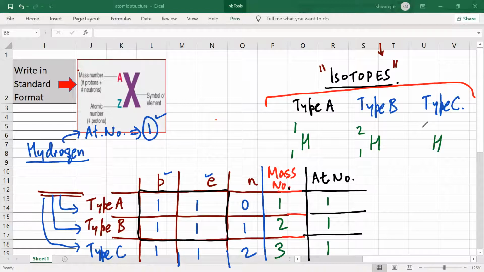Then 3. And below again 1. Mr. Arman, are we clear? Yes, sir. Okay, as a bonus, let us do another isotope.